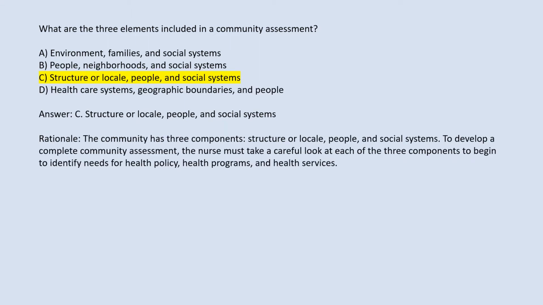Answer: C. Structure or locale, people, and social systems. Rationale: The community has three components: structure or locale, people, and social systems. To develop a complete community assessment, the nurse must take a careful look at each of the three components to begin to identify needs for health policy, health programs, and health services.